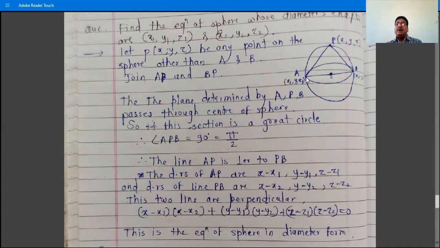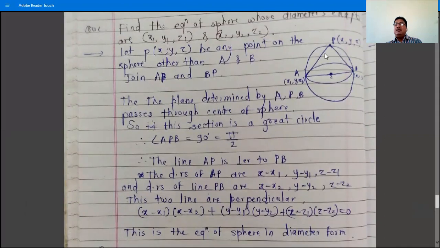Now the angle made in the great circle, in a semicircle, is a right angle. So angle APB is 90 degrees. This angle APB is the angle made in the semicircle, and you note that every angle made in a semicircle is a right angle. So angle APB is 90 degrees or pi by 2, and therefore line AP is perpendicular to line PB.